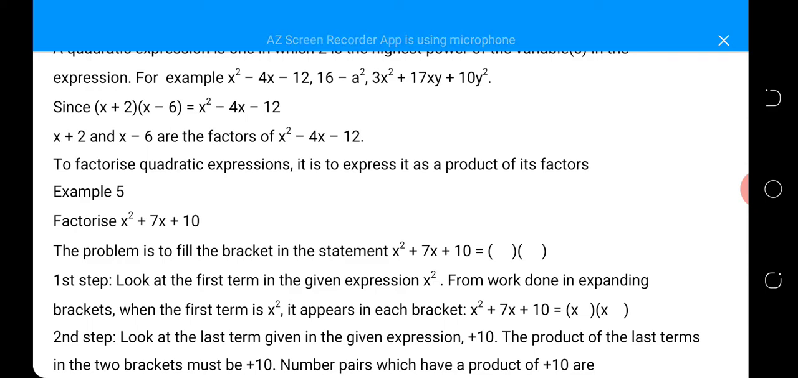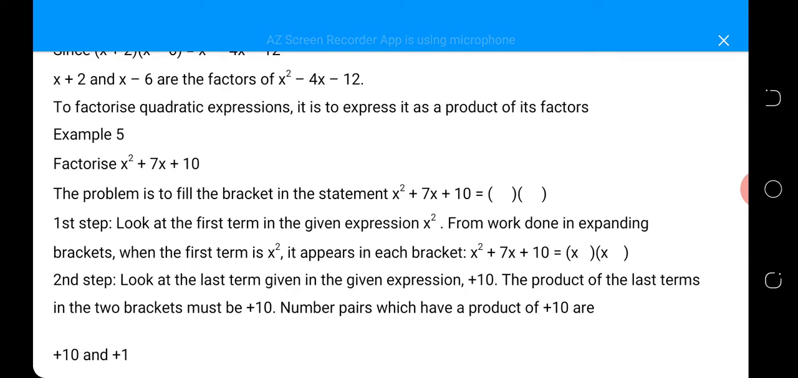Look at example 5 given. This is referred to as example 5 because in the previous class we've treated 4 examples, so this one is going to be our 5th example. Factorize x squared plus 7x plus 10. The problem is to fill the bracket in the statement x squared plus 7x plus 10 is equal to.